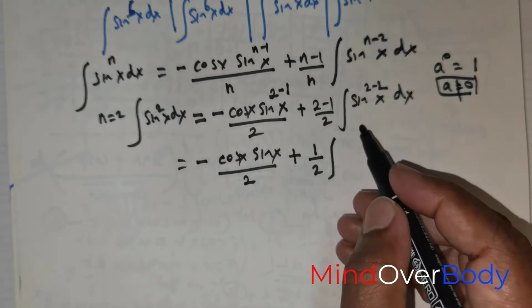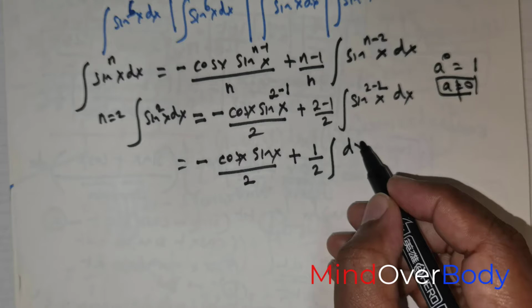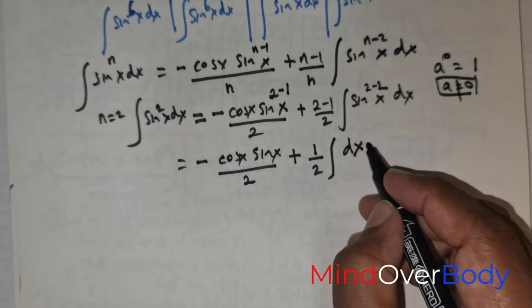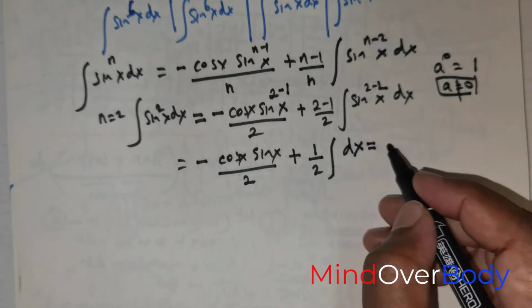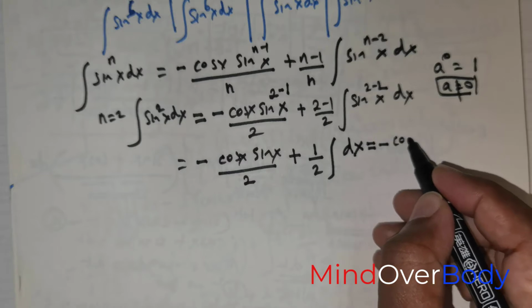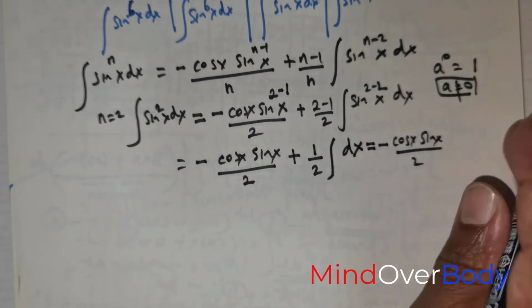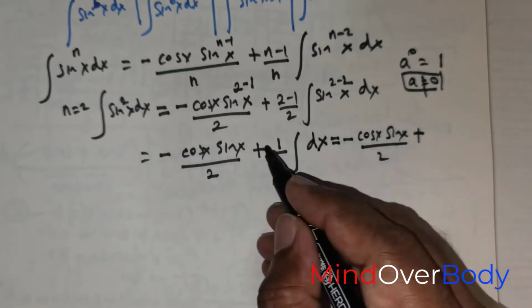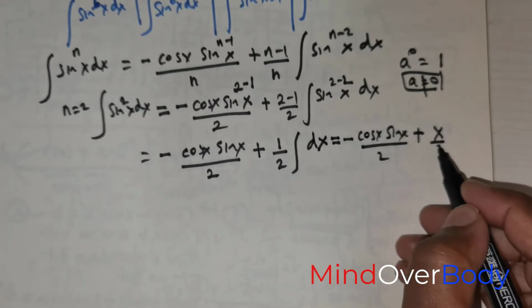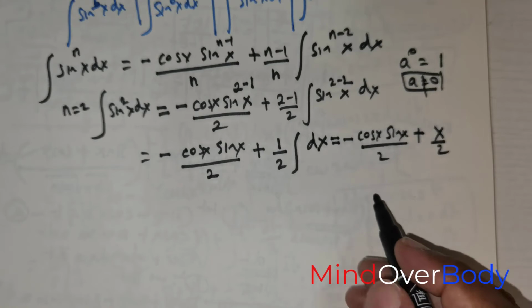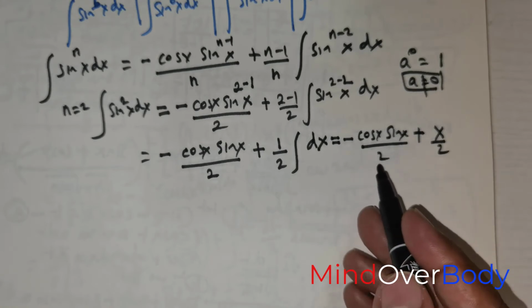So in this case it's going to be 1, so that would mean I would get a dx here. Now if I were to integrate this, this is going to be negative cos x sin x divided by 2, and the integral of dx would give me x divided by 2. Now there is a formula which we can use.